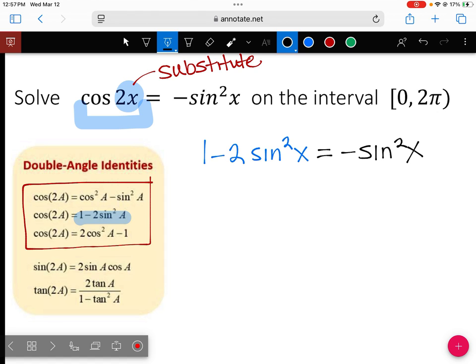The A didn't just mean variable. That's a variable, and I think on your paper it says theta. It's a variable. So I think at this point it might be a good idea to do a u substitution. So I'm going to rewrite this as 1 minus 2u squared equals negative u squared. And I want you to solve that for u.